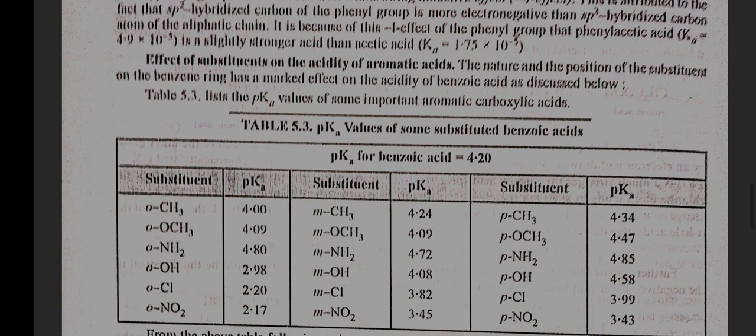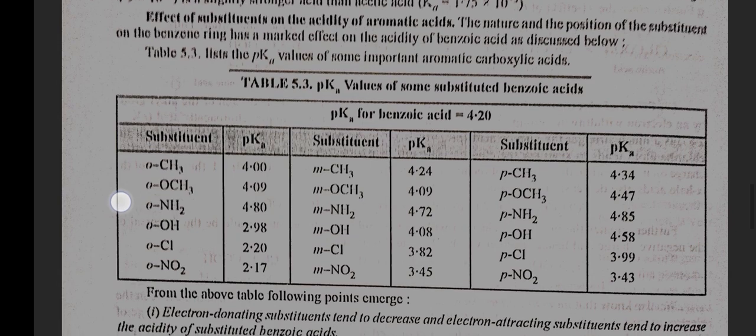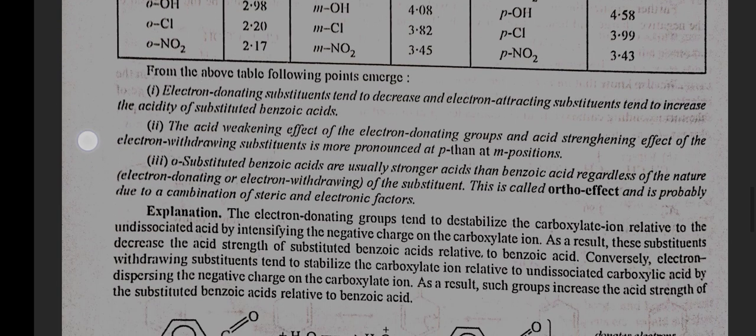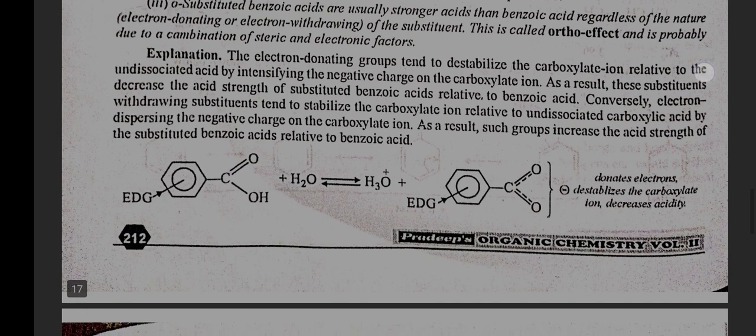Effect of substituents on the acidity of aromatic acids. The nature and the position of the substituents on the benzene ring have a marked effect on the acidity of benzoic acid as shown. From the above table, we can conclude that first, electron donating substituents tend to decrease and electron attracting substituents tend to increase the acidity of substituted benzoic acids. Second, the acid weakening effect of the electron donating groups and the acid strengthening effect of the electron withdrawing substituents is more pronounced at the para than the meta position. Third, ortho substituted benzoic acids are usually stronger acids than benzoic acid regardless of the nature of the substituents. This is called the ortho effect and is probably due to a combination of steric and electronic factors.